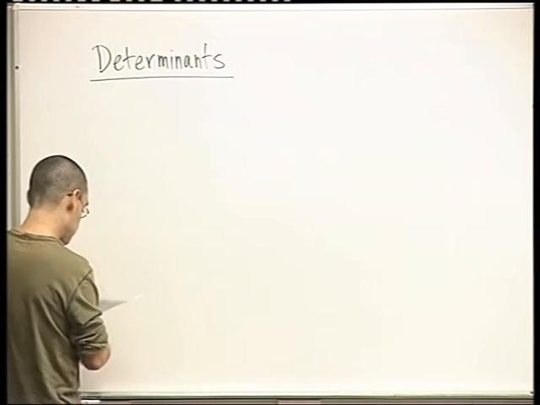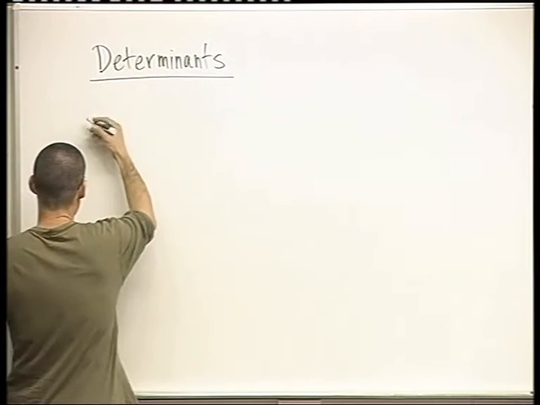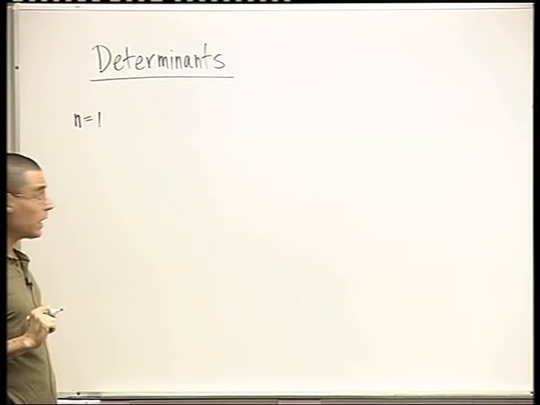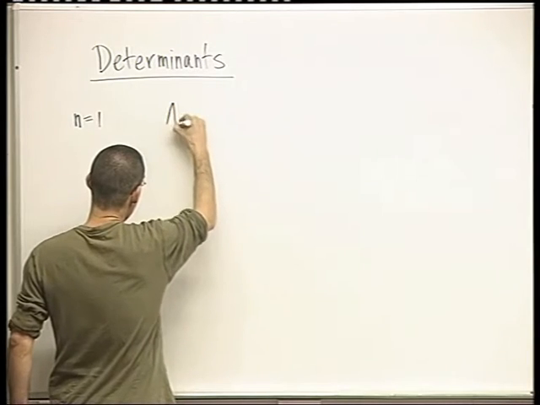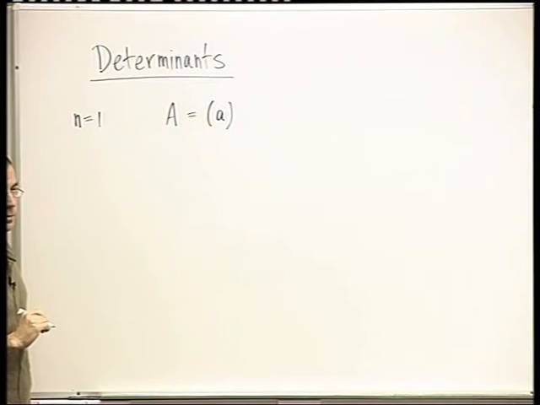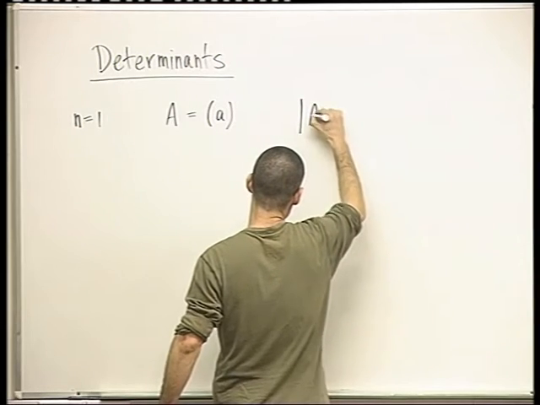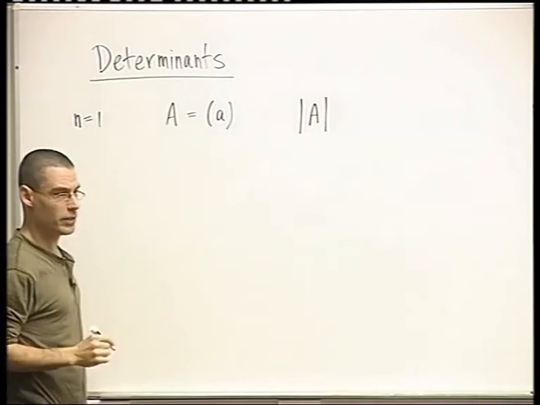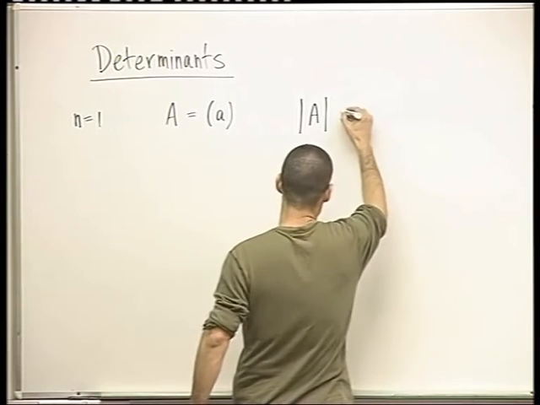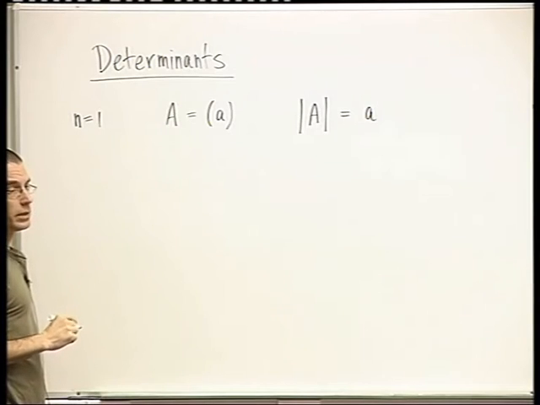Okay, so I'm going to define determinants inductively. I'm going to start with n equals 1. Determinants are only defined for square matrices. So if n equals 1, it means that A has just one entry. That's a 1 by 1 matrix. Do you agree? Then by definition, the determinant of A, which is denoted with two bars like this, just like absolute value for numbers, is just the single number sitting in the single entry of the 1 by 1 matrix A.